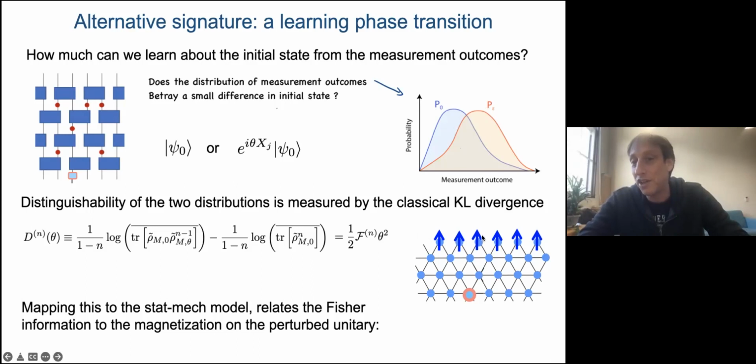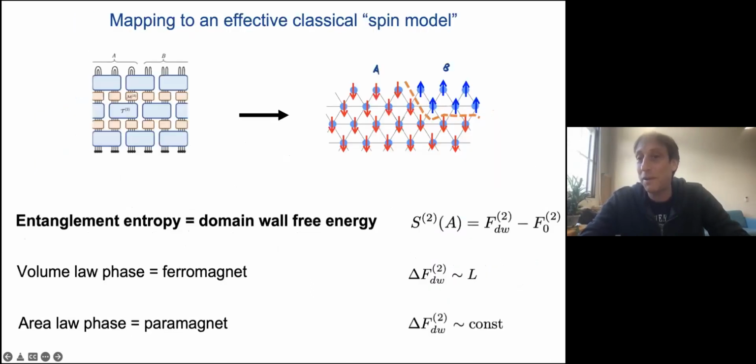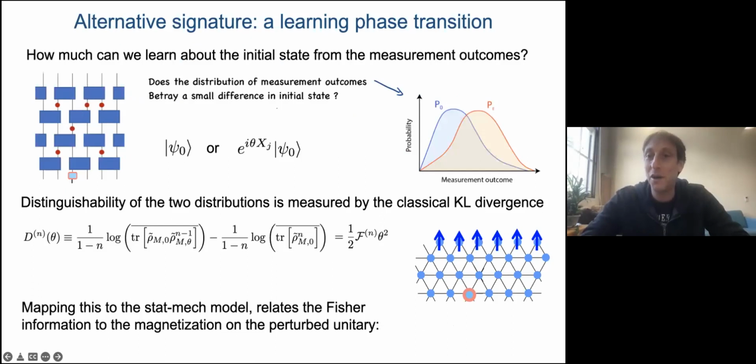The boundary conditions are basically all spins up in the top. All the spins in the top are up, not half up, half down. And the Fisher information is mapped to 1 minus the magnetization of the spin at the site where the perturbation has been done.